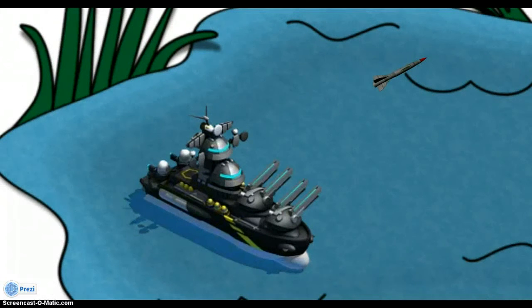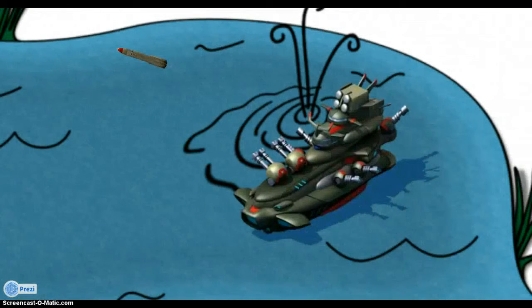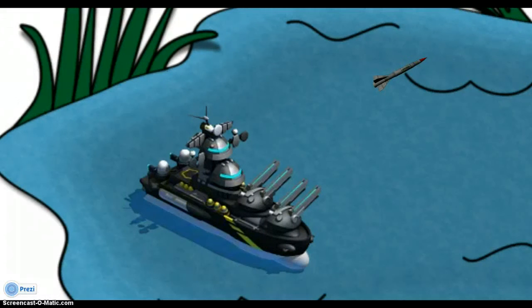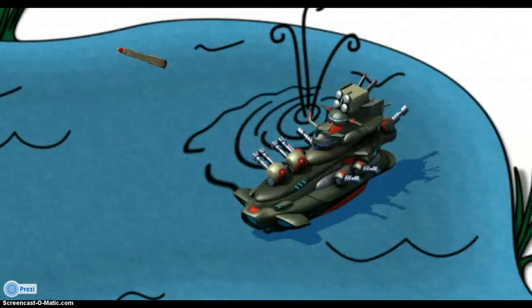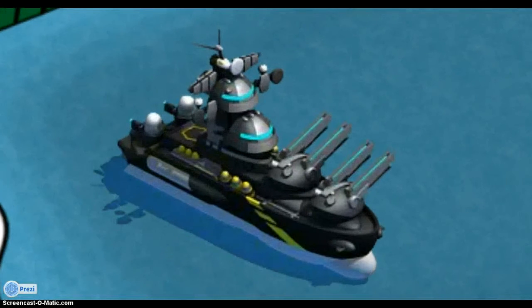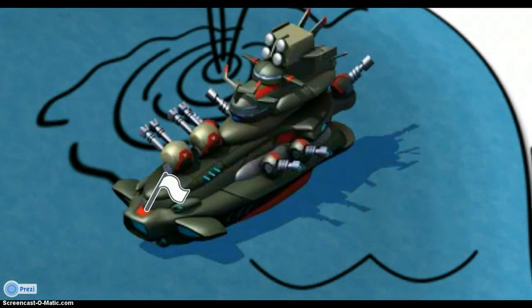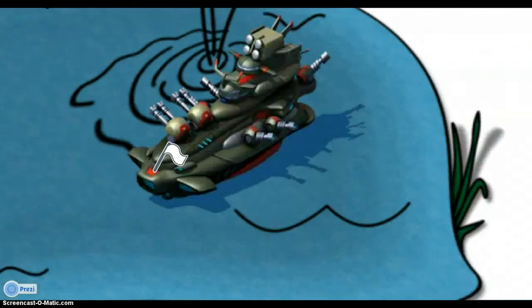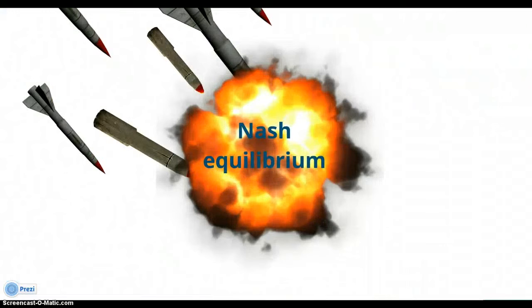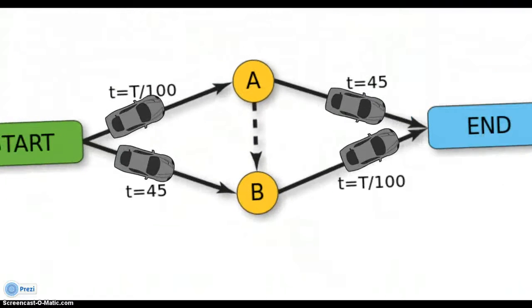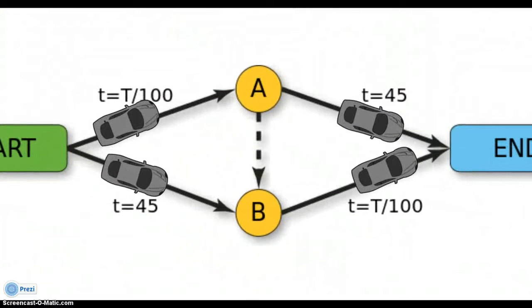The first ship does the same thing, shoots another rocket. The second ship counters. The first ship again. Then the second ship again. This would go on forever. The two ships understand that this is the case, so they both surrender. This is an example of what we call Nash equilibrium. So let's get back to our diagram here. Now that you have a better understanding of what Nash equilibrium is, let's see what Braess paradox would mean to this diagram.